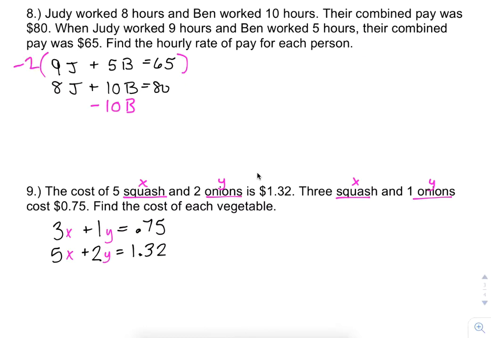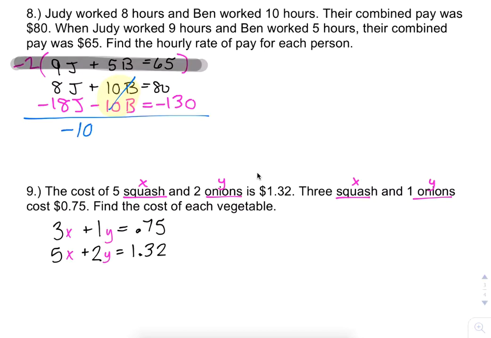Let's go ahead and do that. Negative 2 times 9 is negative 18j. Negative 2 times 5 is negative 10b. Negative 2 times 65 is negative 130. All right, so for the time being, I am going to ignore this line. Okay, I don't need him. All I'm looking at right now is this line. The b's are going to cancel, and I'm going to add up what's left. So I have negative 10j equals negative 50. When I divide by negative 10, my j is 5.